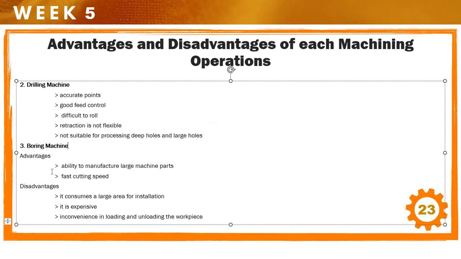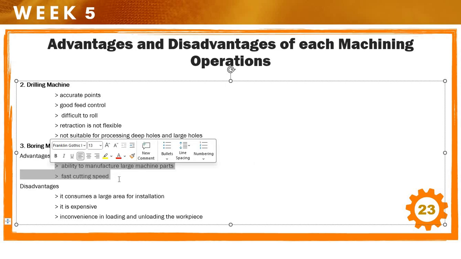Then we have the boring machine. The advantage is the ability to manufacture large machine parts, and fast cutting speed. So you saw in the video that boring machines are larger than drilling machines. That's why they can process larger machine parts or workpieces.